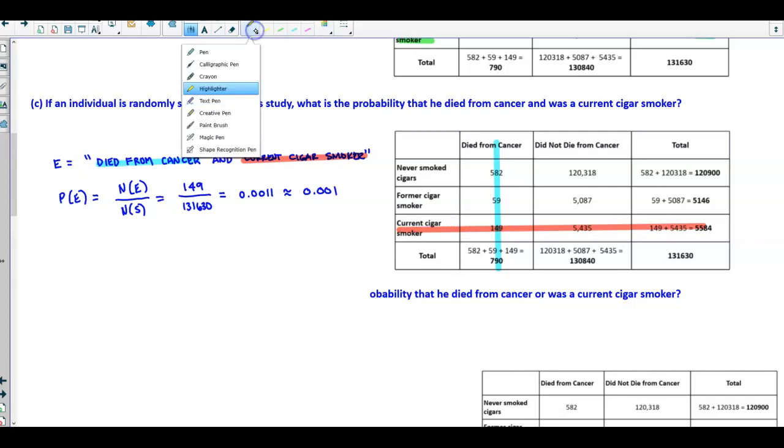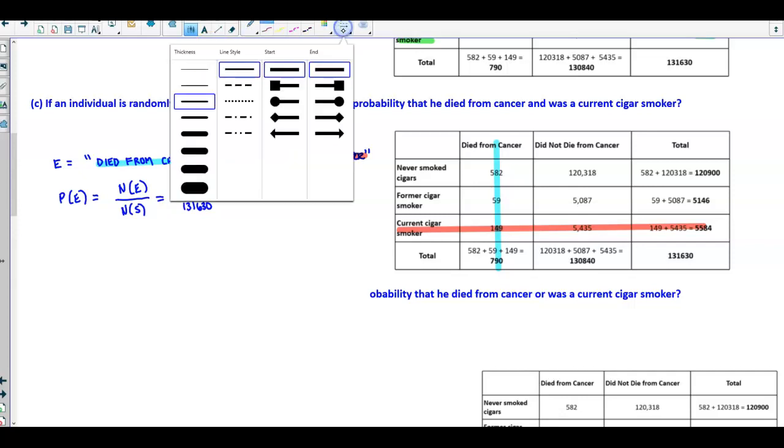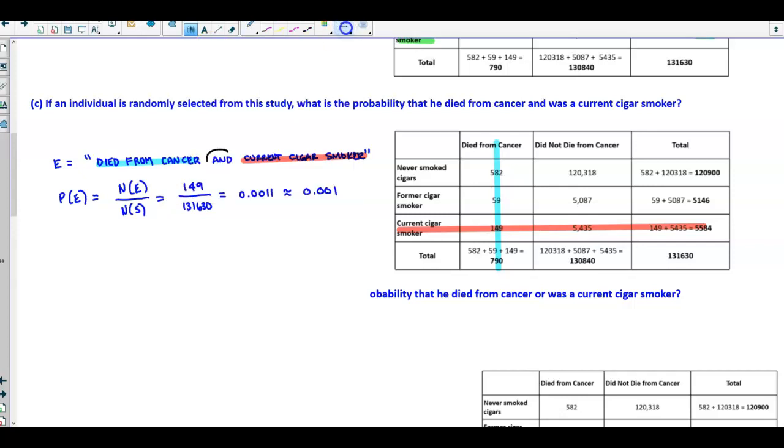So the word "and" means where do they intersect? So remember, the "and" tells us where they intersect. So they intersect at what? 149. And then we're dividing it by the total in the sample size, which is 131,630. So dividing those numbers gives us 0.001, rounding to 3 decimal places.